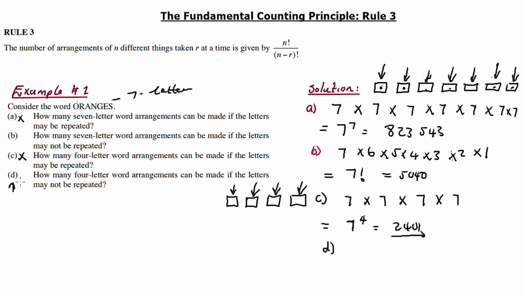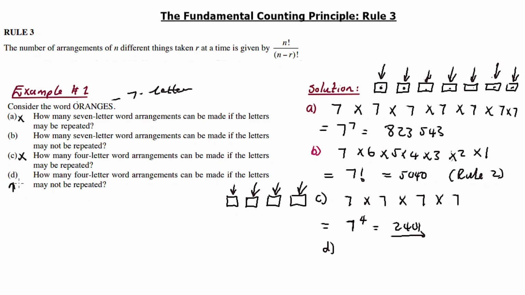Rule number 3. I have n different things taken r at a time is given by... Basically rule number 3 and rule number 2 are similar. If you apply rule number 3 in a problem for rule number 2, you can still get the same answer. I'll show you in a moment. By the way, this is rule number 2, the factorial, it's rule number 2.